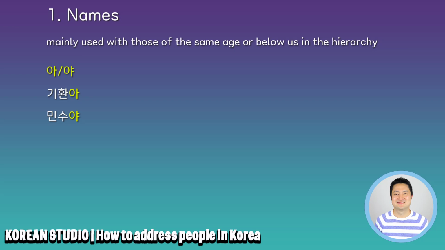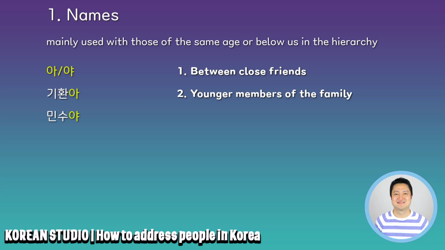Now, there are two main situations where you can address people by their name. One is between close friends, and by friends, I mean people who are of the same age. In Korea, because our social hierarchy is established based on age, only those of the same age are regarded as being true friends. The other is when you're addressing a younger family member. So if you're addressing your younger siblings, cousins, nephews and nieces, and definitely your own children and your grandchildren, you can address them by their name.